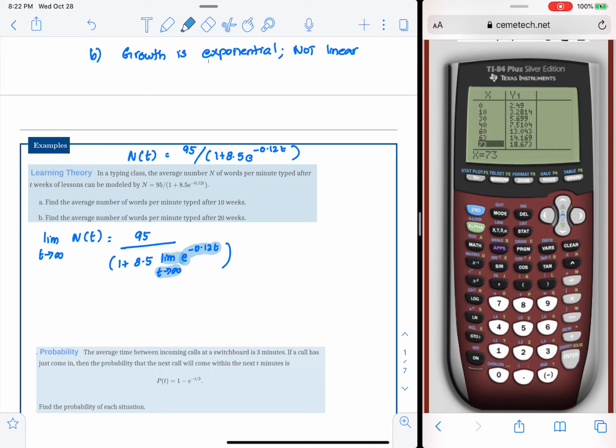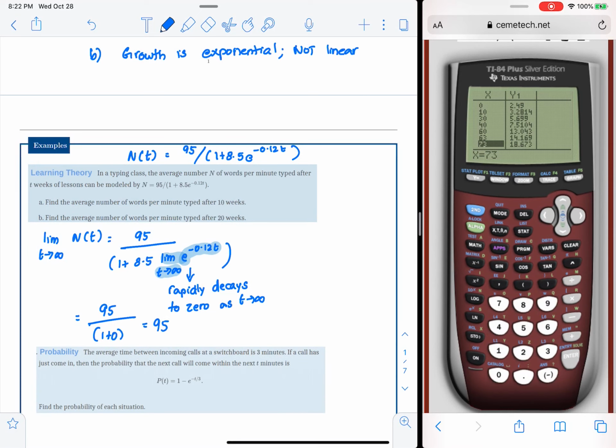So when we apply the limit, e raised to the minus 0.12t, as t approaches infinity, this term rapidly decays to 0. So what would happen is we would end up having 95 over 1 plus 0, which is 95.